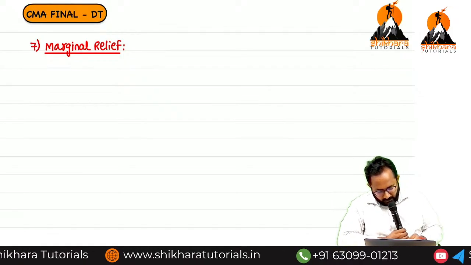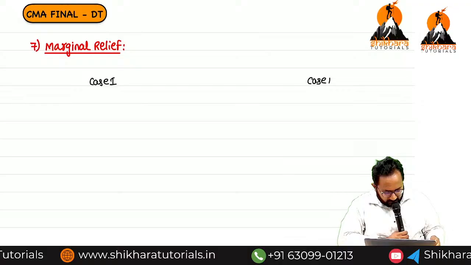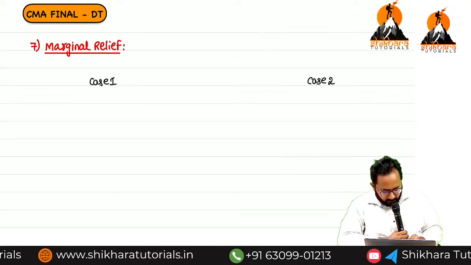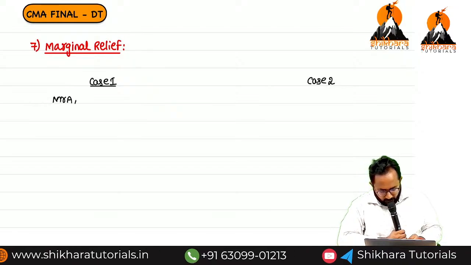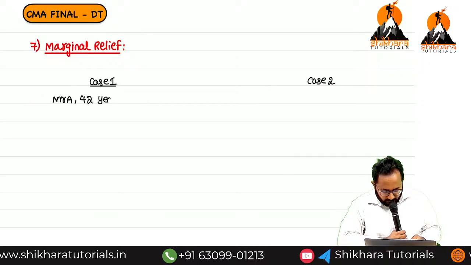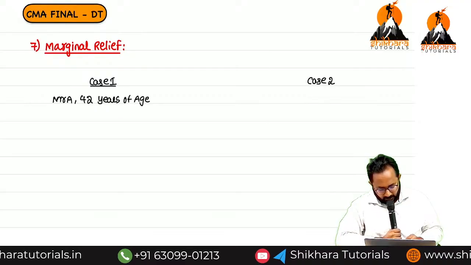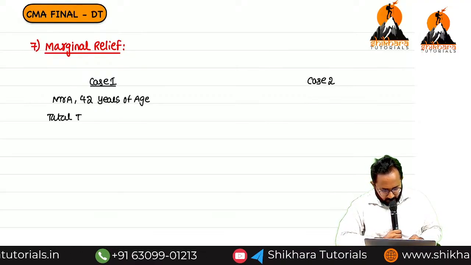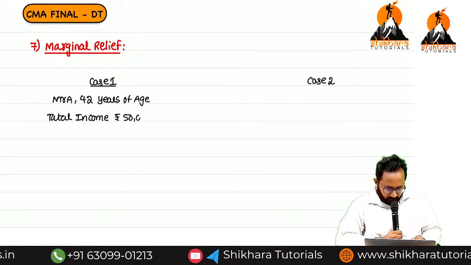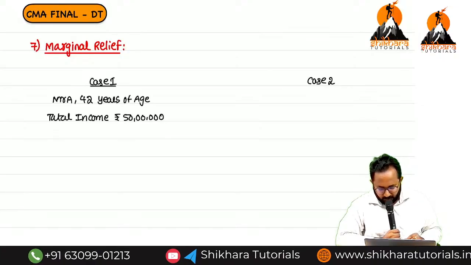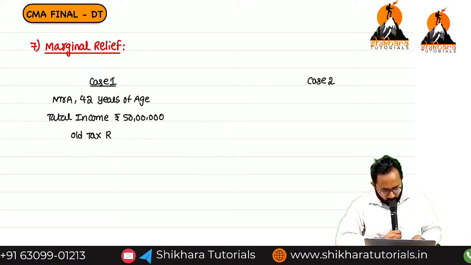First, I want to give you two cases, case 1 as well as case 2. First, we can concentrate on case 1. Mr. A is 42 years of age, and the total income is Rupees 50 lakhs. He is following the old tax regime.